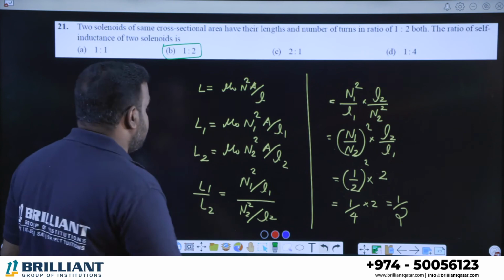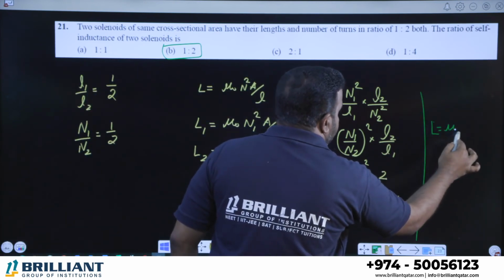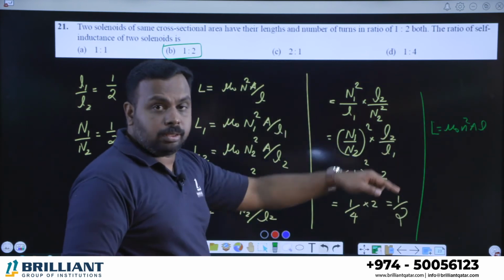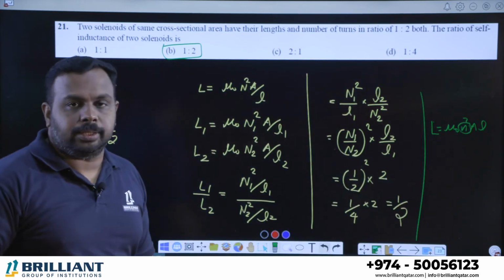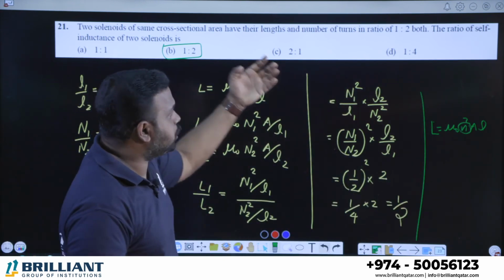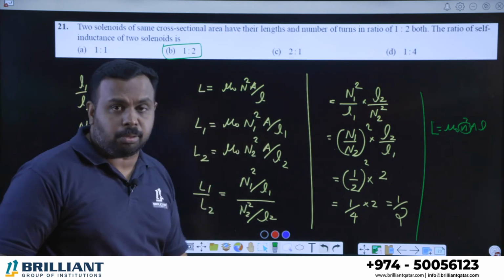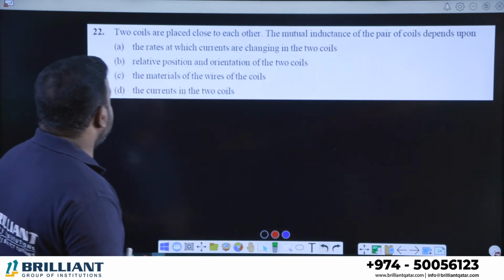We have another formula for the self-inductance. That is L is equal to what? Mu naught N square AL. If you are using this formula, it will lead to a wrong answer because here N is what? Number of turns per unit length. Here it is given the ratio of total number of turns. So please don't be confused. You have to use the proper formula for it.